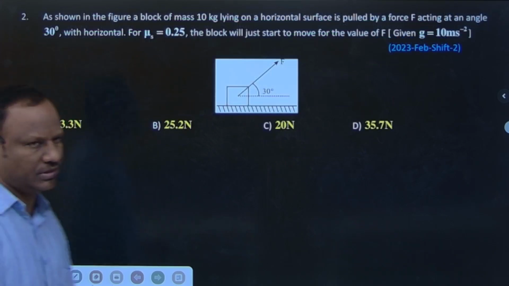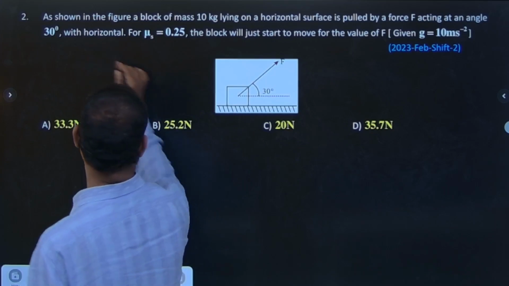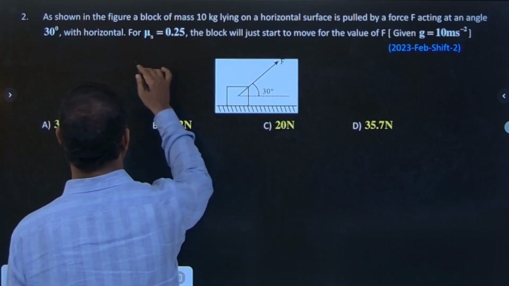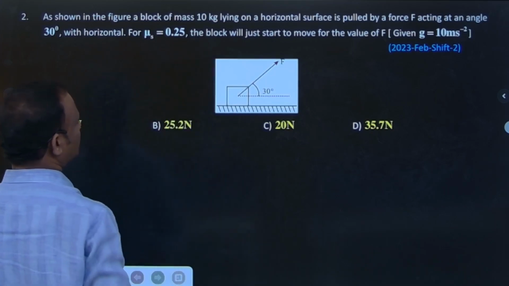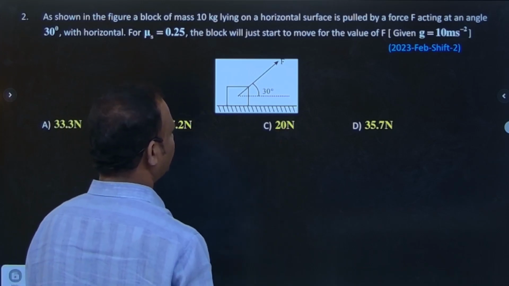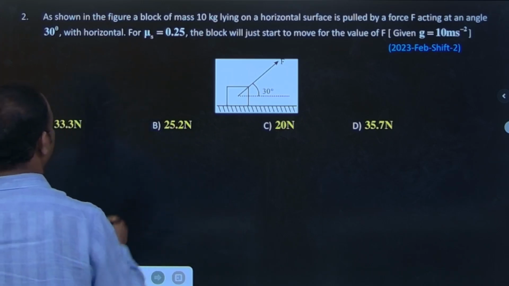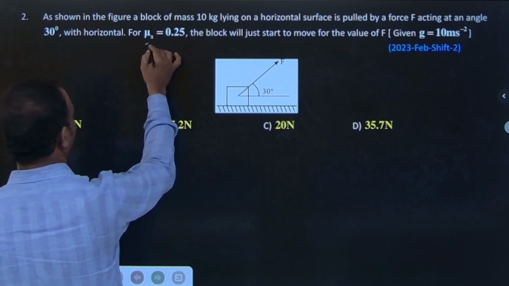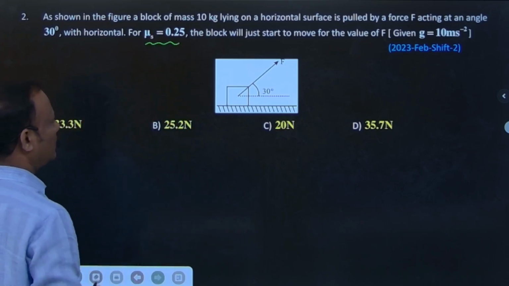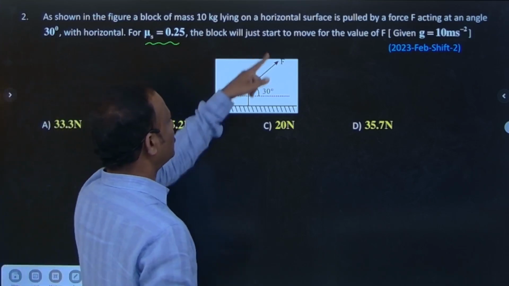Here is the next question. As shown in the figure, a block of mass 10 kg lies on a horizontal surface, pulled by a force F acting at an angle of 30 degrees with the horizontal. The mu value is given as 0.25.